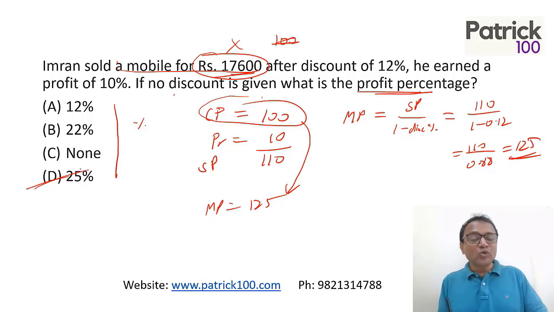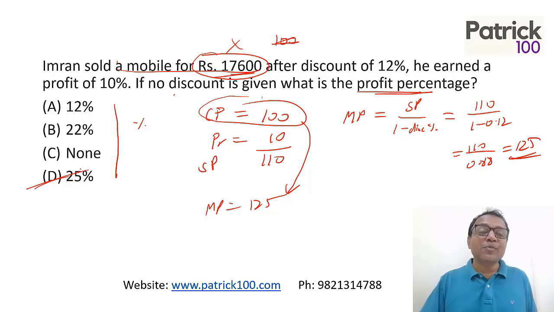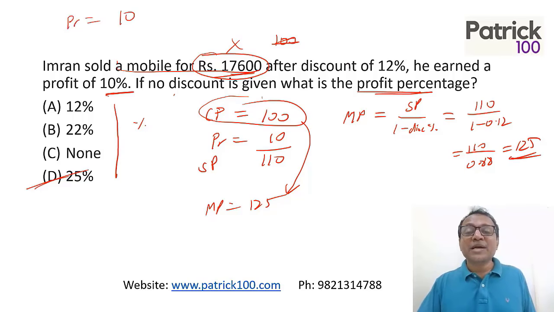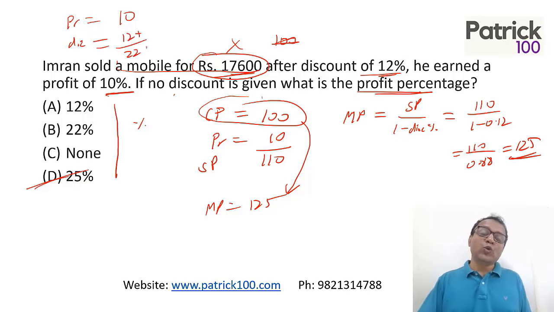Technically, you can even answer without solving it here, because the profit is calculated on cost price. So 10 profit. If I assume cost price 100, profit is calculated on cost price. But discount is calculated on mark price. And mark price is more than 100 out here. That means my discount will actually be more than 12. So my profit actually will be more than 22 if I sell on mark price. The only option with more than 22 is 25%.